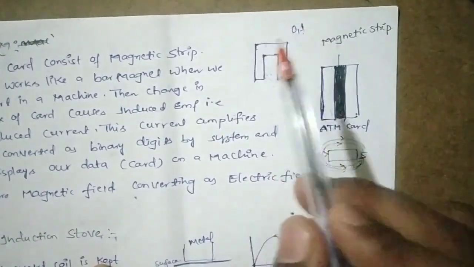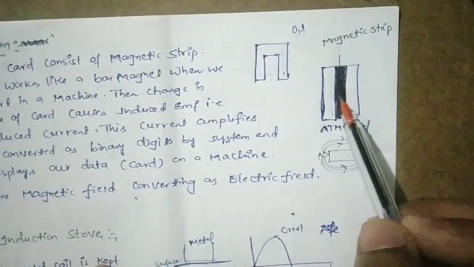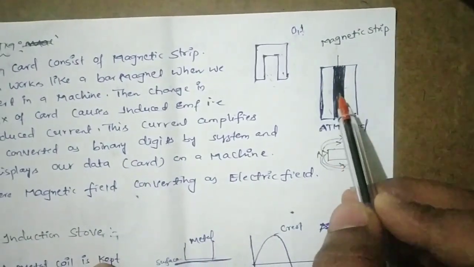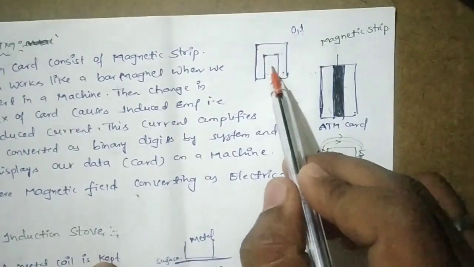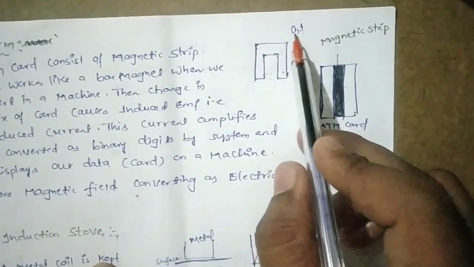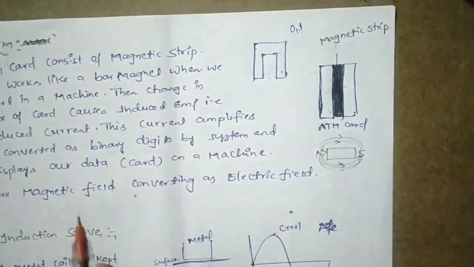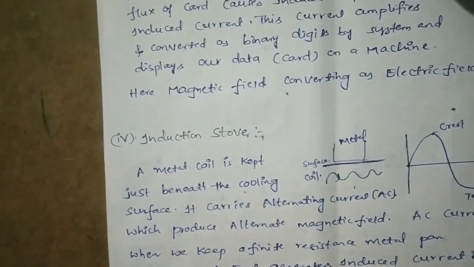That may be your name, your mobile number, your account number, your balance, or something else, everything, the data which is stored in this magnetic strip, that will be displayed on the computer. Here also the change in magnetic field creates a magnetic flux. The change in magnetic flux will produce a current. That current is amplified or converted into zeros and ones of a binary conversion, and after that it displays our data on the screen. This is about the third one, the ATM machine.